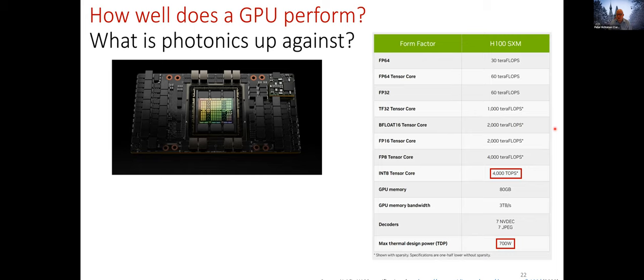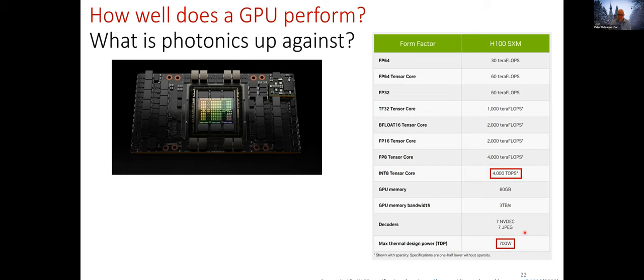This picture here is of an NVIDIA H100 card, which is their most recent device. And this table here comes from NVIDIA's spec sheet. The two most relevant numbers in the spec sheet for our purposes are the ones I've highlighted in red here: the int 8 operations per second and the power consumption of the card. So let's drill into these a little bit.